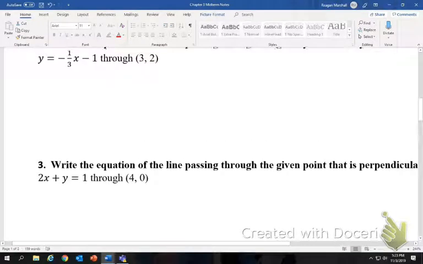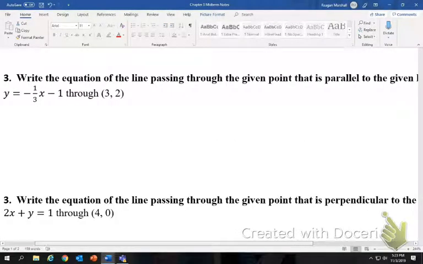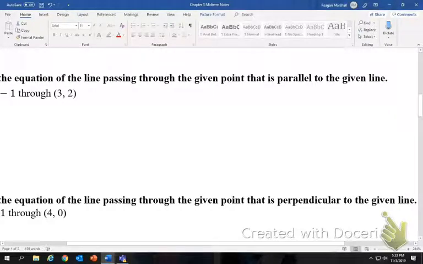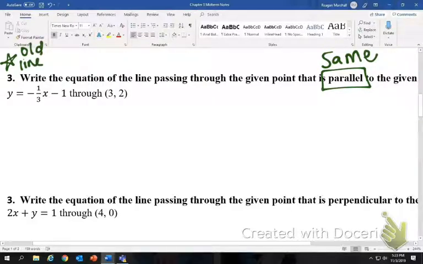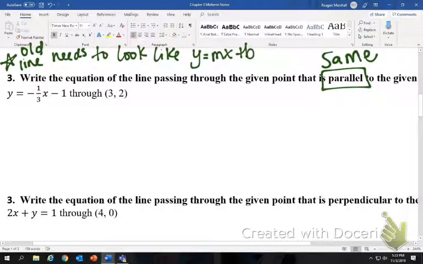These next ones. Write an equation of a line passing through the given point that is parallel to the given line. So I highlighted that because it's very important to know that our new line is going to have the same slope as the old line. So a couple things that have to happen. The old line, I'm going to write this down, needs to look like y equals mx plus b. If it's not, you need to make it look like y equals mx plus b.